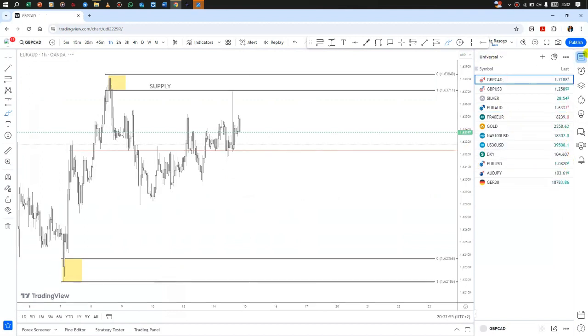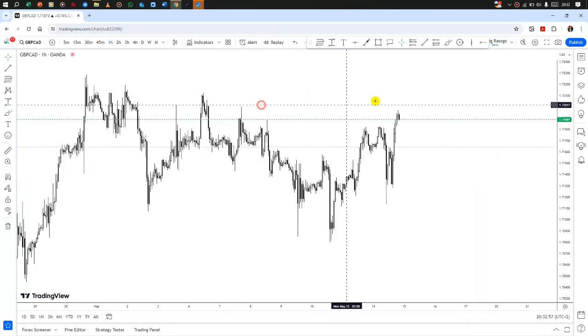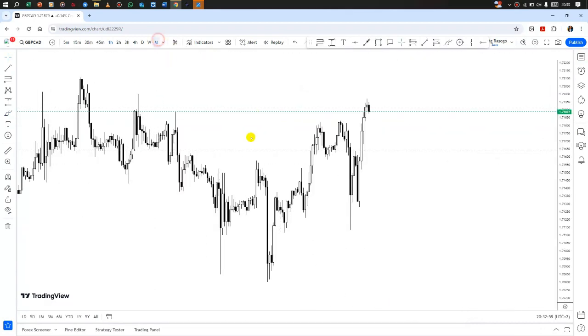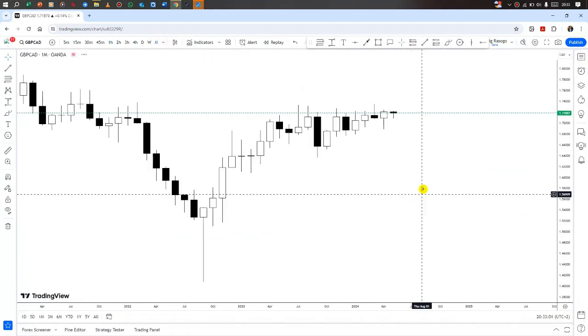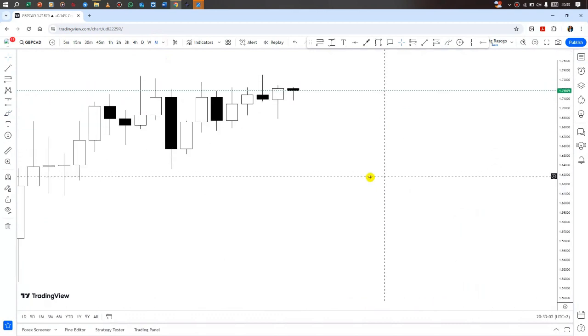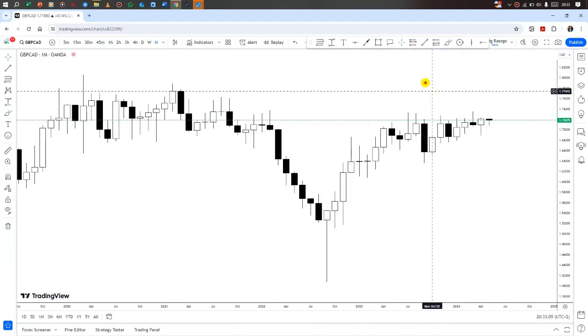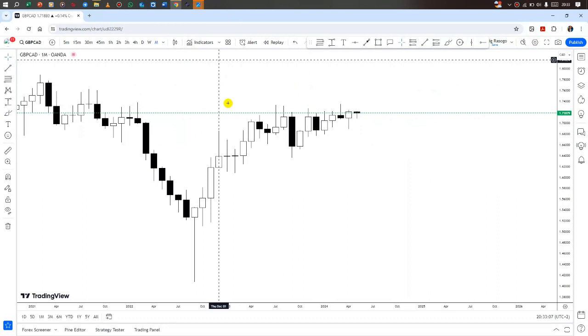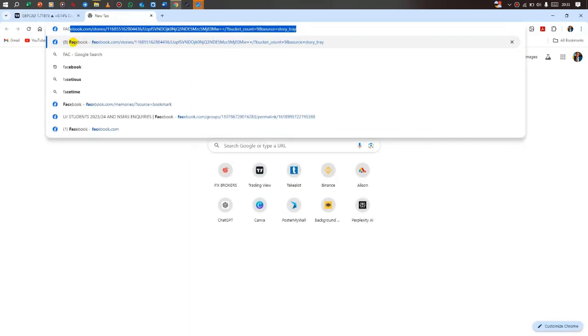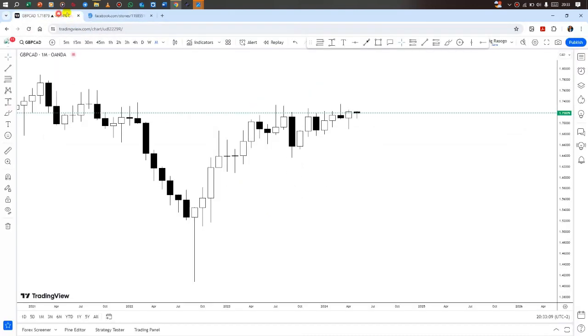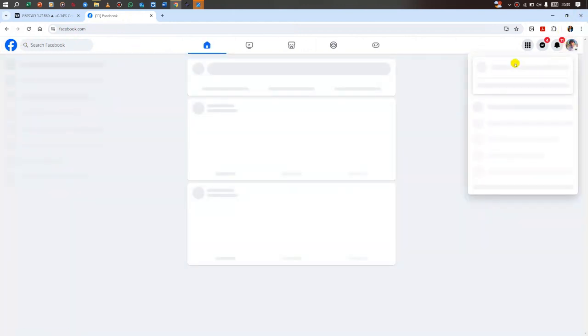Let me check GBPCAD. So GBPCAD is one of the pairs that I was analyzing last week, and it moved so good. Let me check on my Facebook. I did post it on my Facebook timeline. It's one of the pairs that I've analyzed last week live with you guys, then it moved so good.